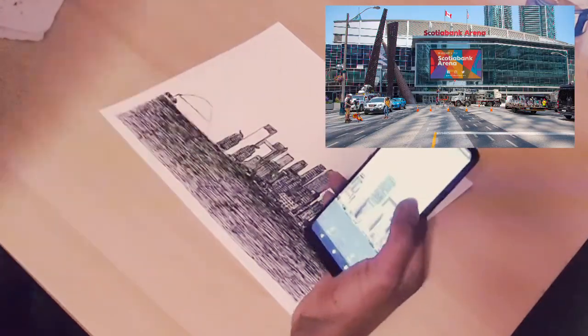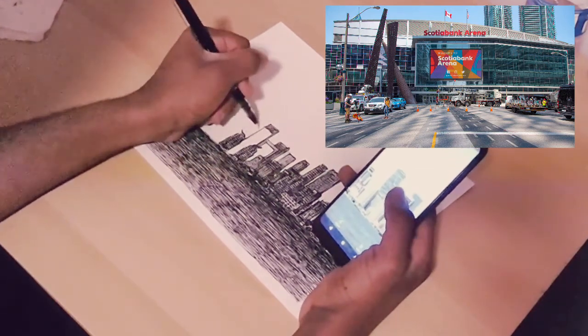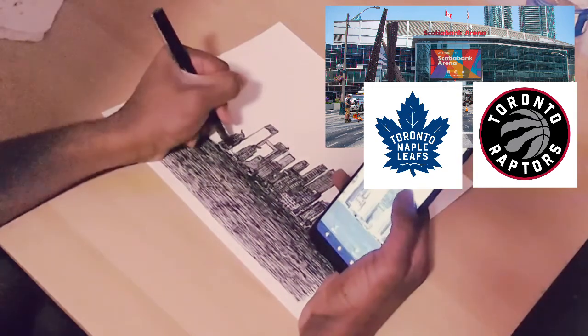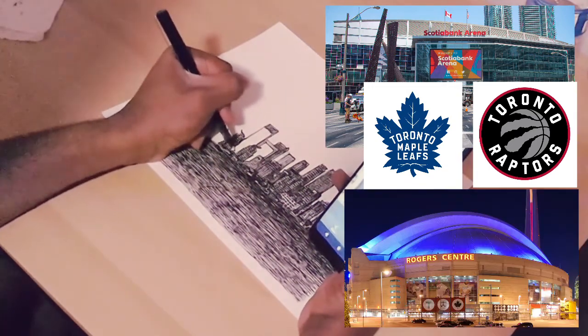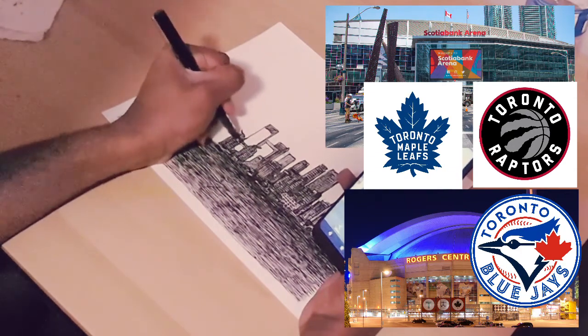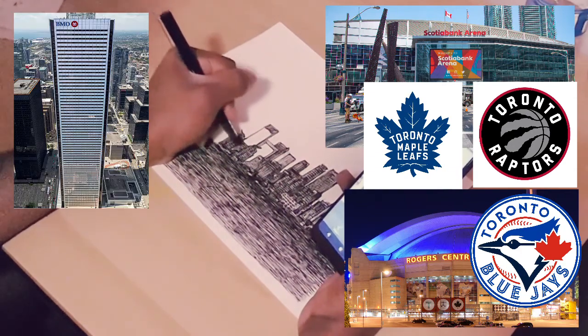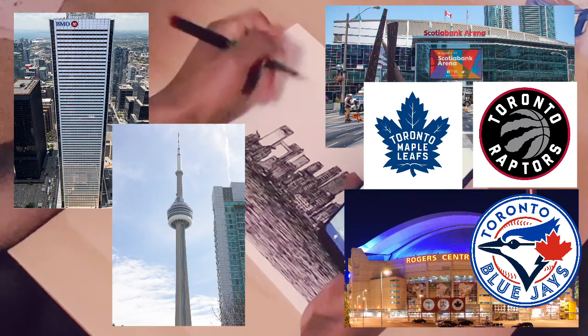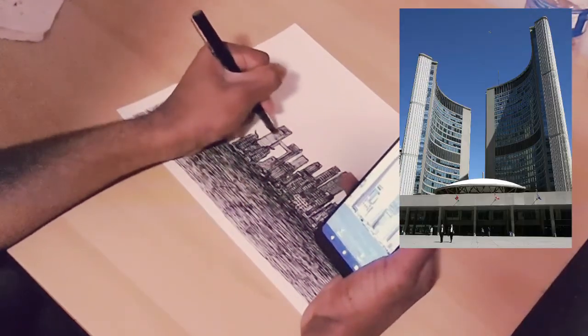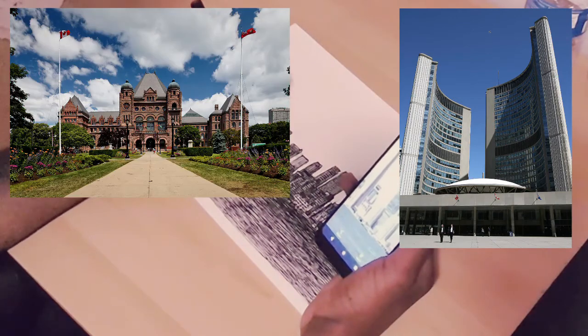Scotiabank Arena, it used to be called the Air Canada Centre, home of the Toronto Raptors and the Toronto Maple Leafs. The Rogers Centre, which used to be called the SkyDome, home of the Toronto Blue Jays. First Canadian Place, CN Tower, Toronto City Hall, and last but not least, I'm going to throw in the Ontario Legislative Building.